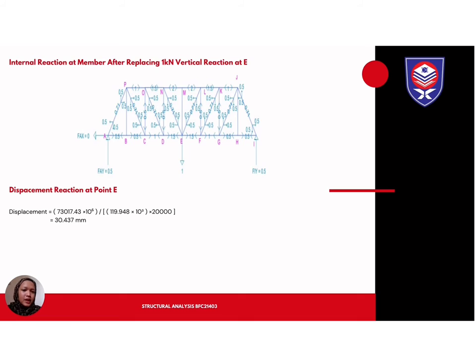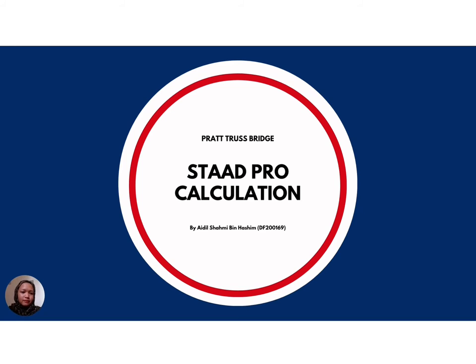Okay, so this is the bridge that we have used, and all the information that we get from the calculation is provided in the bridge. So for the displacement, 73017.43 times 10 to the power of 6 divided by 119.948 times 10 to the power of 2 times 20000. Then we get 30.437 millimeter.